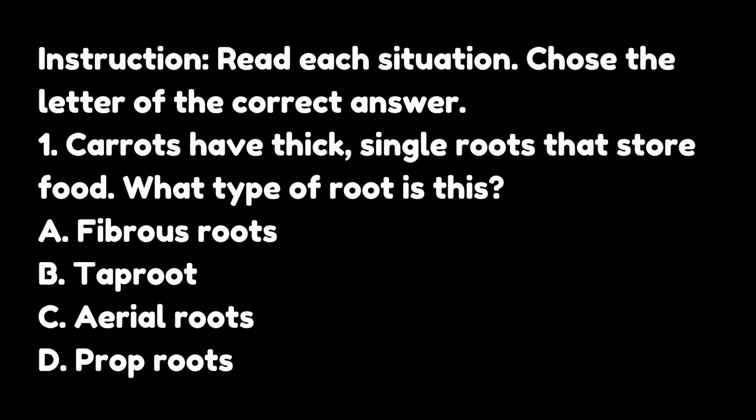And now for the evaluation, kids. Read each situation, choose the letter of the correct answer. 1. Carrots have a thick single root that stores food. What type of root is this? A. Fibrous root, B. Taproot, C. Aerial roots, D. Prop roots.